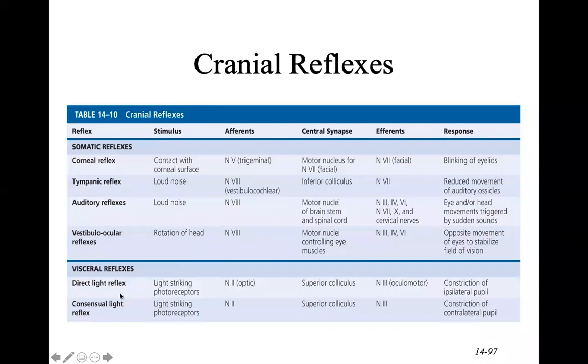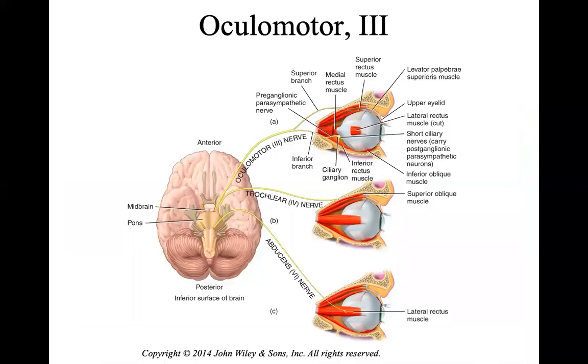The direct and indirect light reflex I mentioned earlier, shining light into the eye. Cranial nerve 2 is the sensory part. Oculomotor, or cranial nerve 3, is the motor part that makes the pupil constrict. The direct light reflex is if I shine light in my right eye and the ipsilateral pupil, which means the same pupil, constricts, it's good. The indirect, or the consensual light reflex, is when I shine light in my right eye and the left pupil constricts. That's what's supposed to happen. They communicate, both of them.